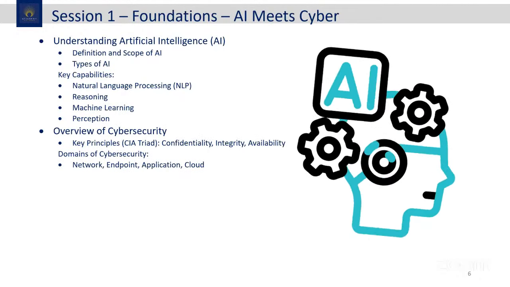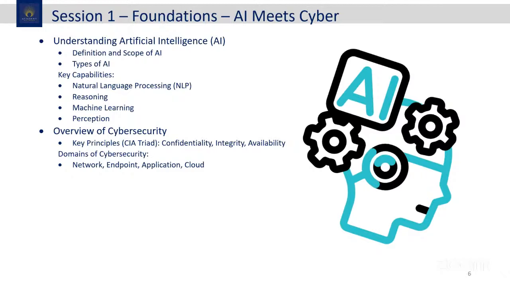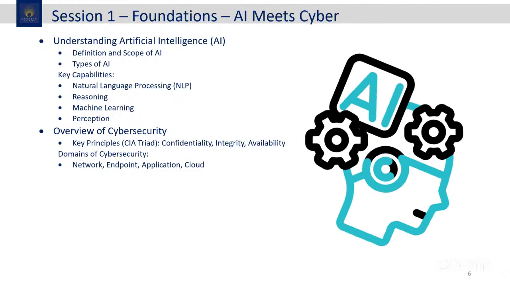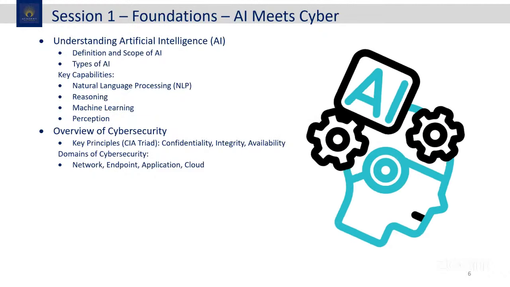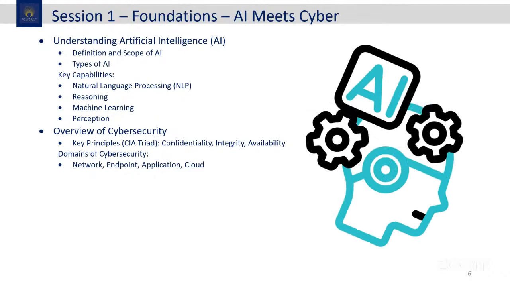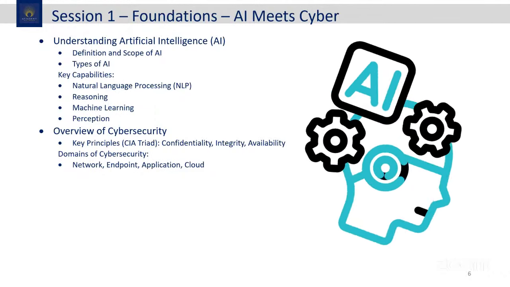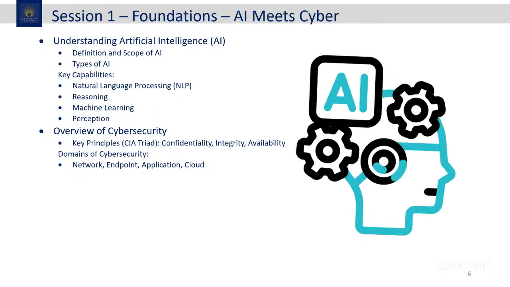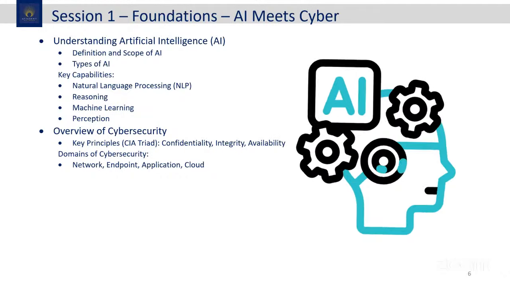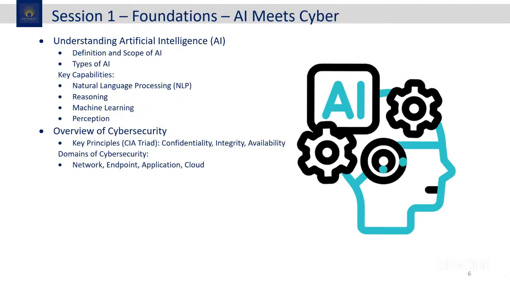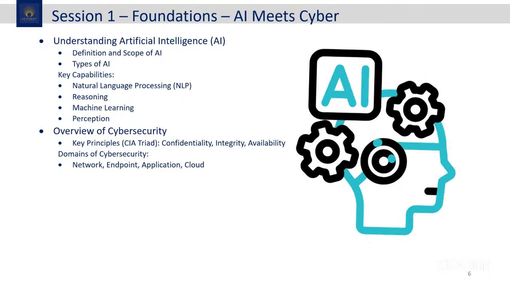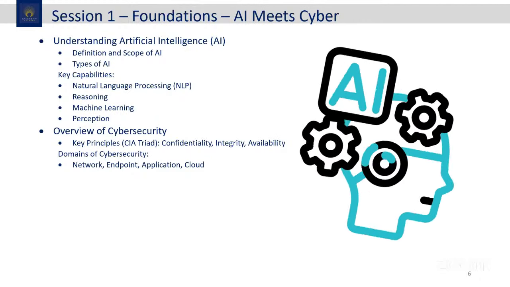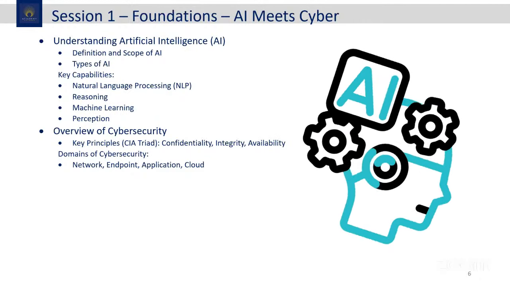We'll also give you an overview of cybersecurity, where we'll break down the key principles. For those familiar with cybersecurity, you know that you can't do cybersecurity without having these three principles in place: confidentiality, integrity, and availability. We'll also explain several domains of cybersecurity, for those not so familiar with it, so that they can know where they fit in the field.